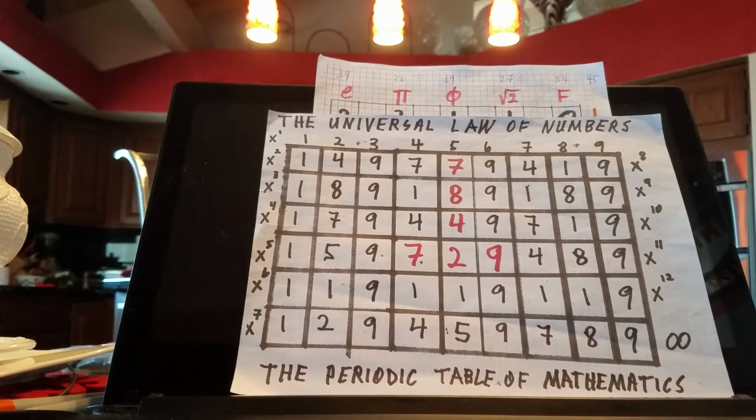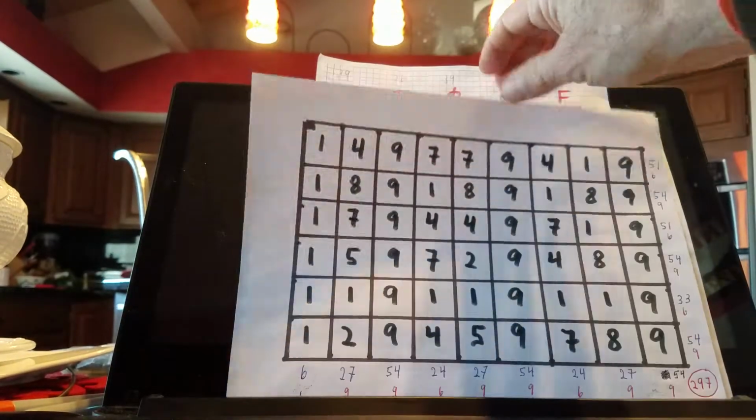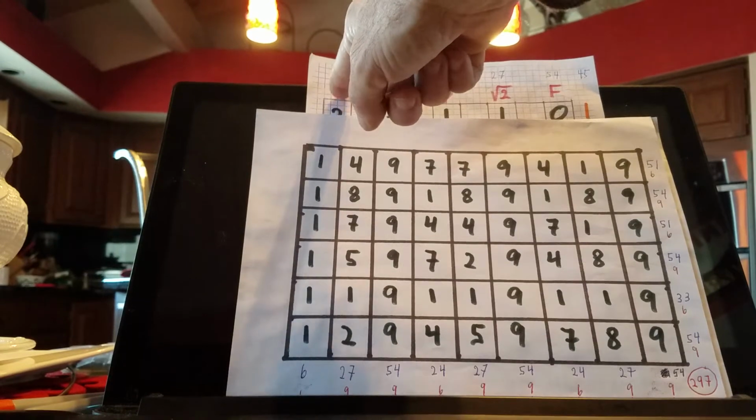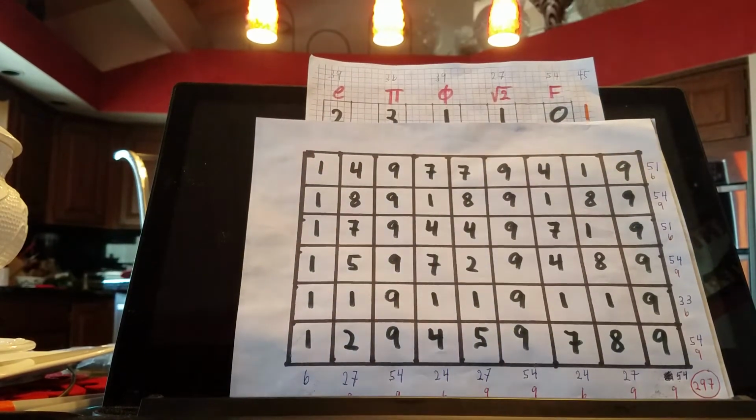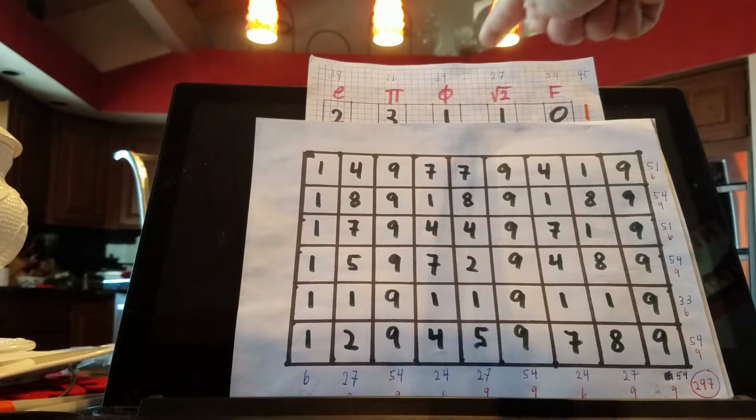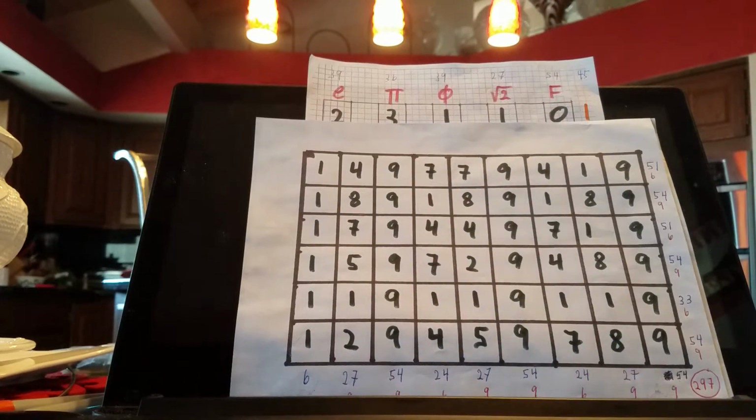What I'm going to show you, though, is that if we have e, pi, phi, the square root of 2, and Fibonacci numbers, and take the first 9 numbers of each of those sequences, add them up, reduce them, you're going to get 3s and 9s, and you're going to come up with 39, 36, 39, 27, 54, and 45.